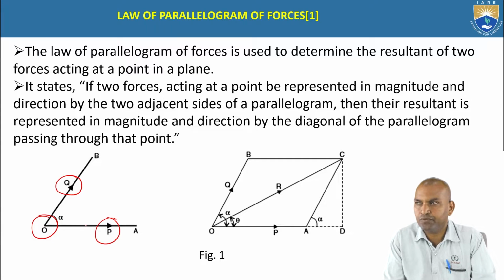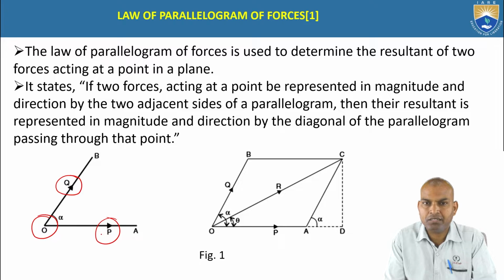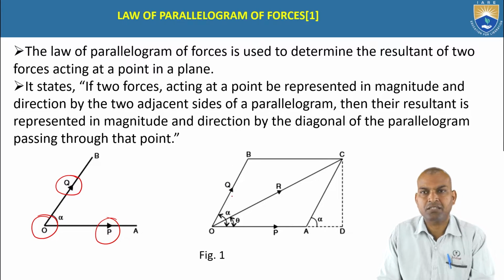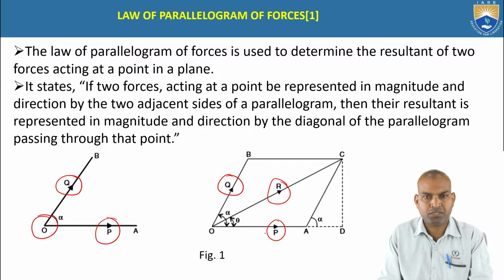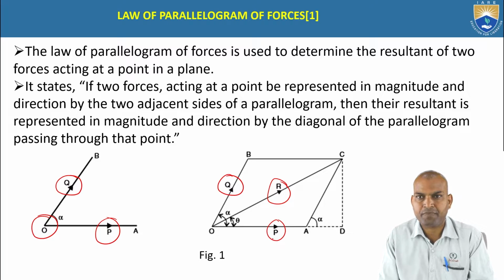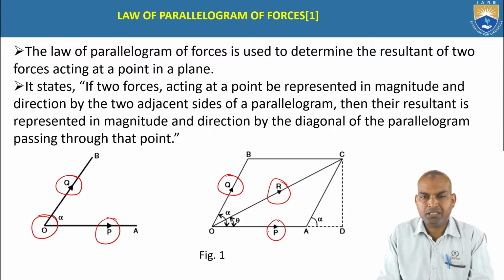Suppose we consider these two forces as two sides of a parallelogram. In figure 1, if you see here, the P force and the Q force are acting as two sides of a parallelogram. Then the diagonal represents the resultant of these two forces, making an angle of theta with the force vector P. So that is the graphical method.